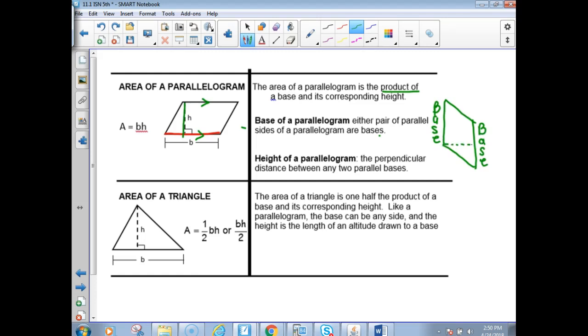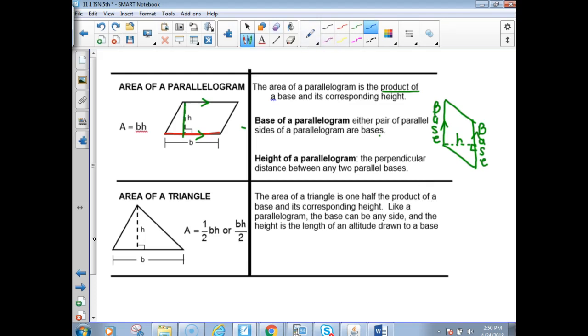And the height would actually be inside the figure. That would be your height, because that would be the line. It says the height is the perpendicular distance between any 2 parallel sides. The parallel sides are the bases, and the height is that thing with the little right angle on it. Perpendicular distance between the bases.